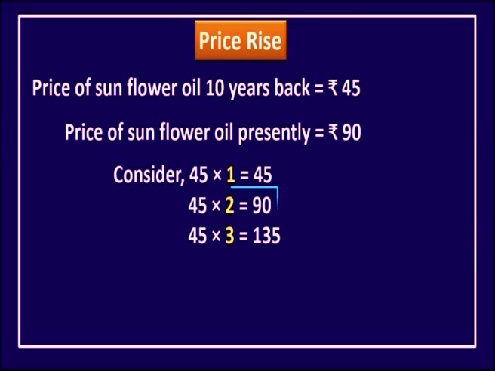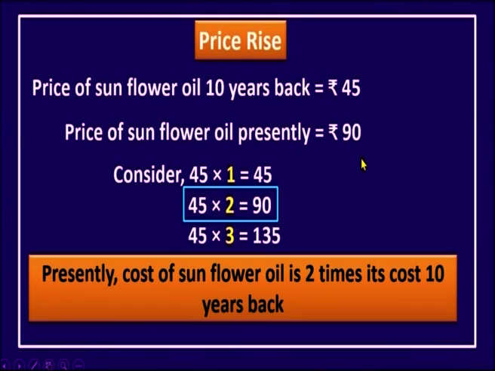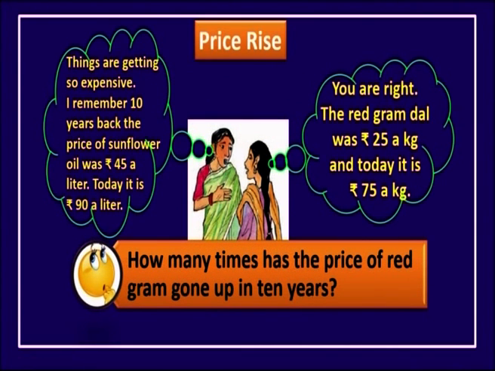Got it, children? So 45 into 2 is 90, which shows that when I multiply this with 2 or when I double this or multiply with 2, I get this present price. Hence I can say presently cost of sunflower oil is 2 times it cost 10 years back. Isn't it, children? 10 years back it is 45, now it is 90, so it has become double or 2 times. Okay, children? Now let us answer the next question also, children.